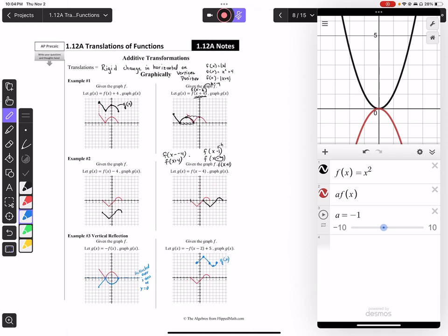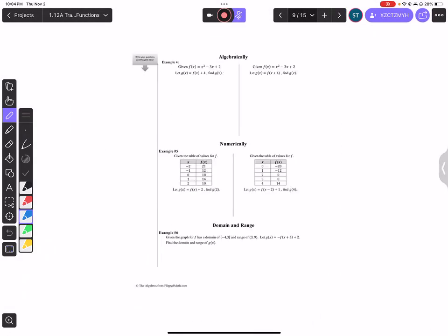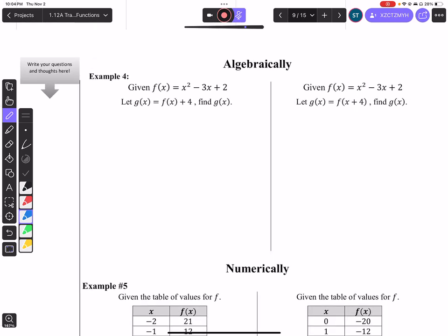Let's turn the page here and see what we've got next. So next we have to do these things algebraically. All right, so let's see what it says here. You're given some function. Let g of x be this. Oh, so they tell us the function. They want us to build g of x, but they say just take f of x and add 4 on. So we're just going to follow the math.